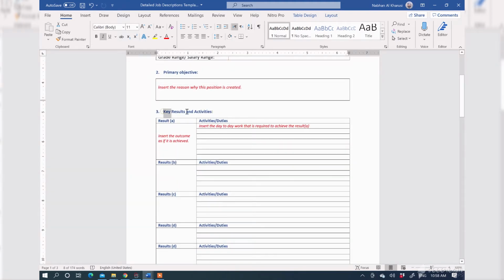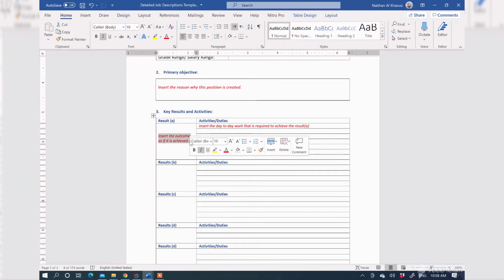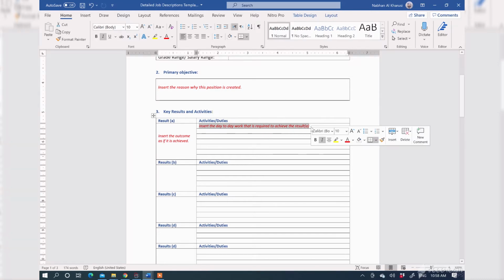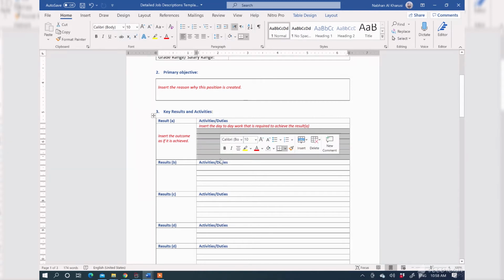The third element is the key results and activities, and you basically want to include the outcome. Say, for example, you expect a result from this candidate or this employee. That result has to be written in a way as if it's already achieved, and I will give you an example in a minute. Now to achieve this outcome, the employee needs to perform particular duties and responsibilities on a day-to-day basis, and they have to be listed in here. And the same goes with the other results.